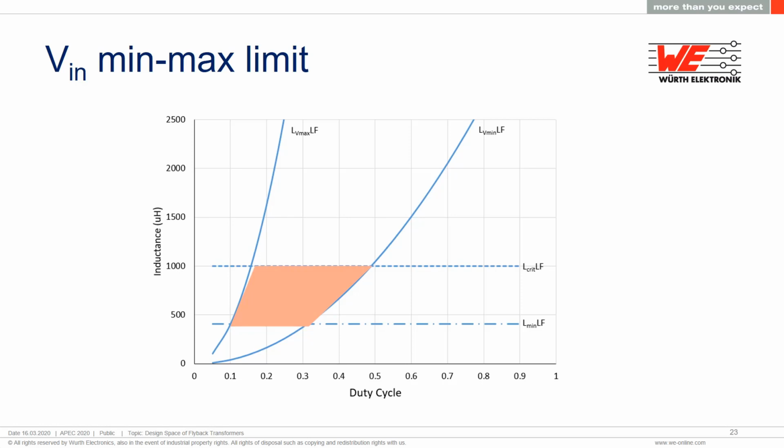Now we actually have a box which bounds our choices on all sides, top and bottom by minimum and maximum inductance, and left and right by input voltage and turns ratio. We can pick any inductance inside this box and it will work. Now you'll notice that I've labeled each of these lines with a suffix LF. The reason I've done this is in the next slide.